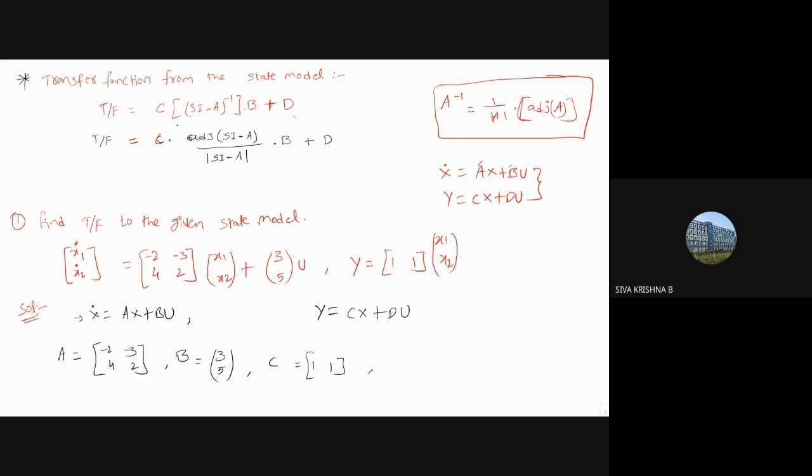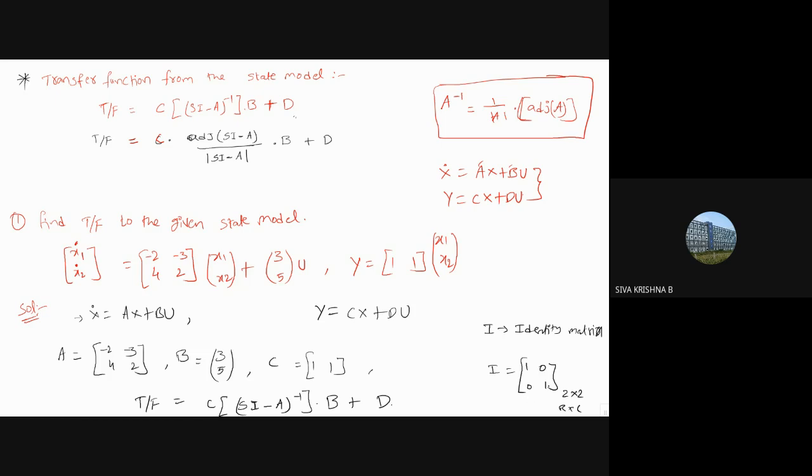So what is the transfer function formula? Transfer function equals C into (sI minus A) whole inverse into B plus D. So what is I here? I means identity matrix. That's what I told you. So here it is 2 by 2, so let's write 2 by 2 like this. This is the identity matrix for 2 by 2. If 3 by 3, then one more row and column extra. 2 by 2 matrix: 2 rows, 2 columns. Row by column.